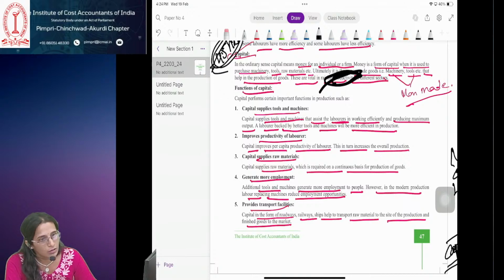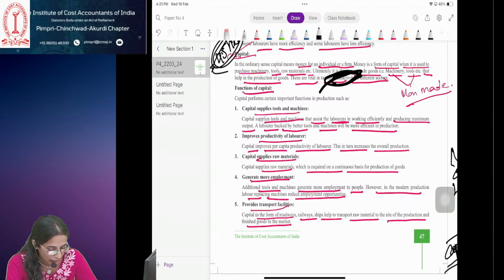If the laborer does not have the proper machinery or the tools required, will his efficiency be good, or will he be producing in an efficient manner? No. So if the proper machinery and tools are provided to that laborer, his efficiency will increase, and in turn the production efficiency will also increase. Improves productivity of labor. Same. It is showing the same thing. If the laborer's efficiency increases, the production efficiency will also increase.